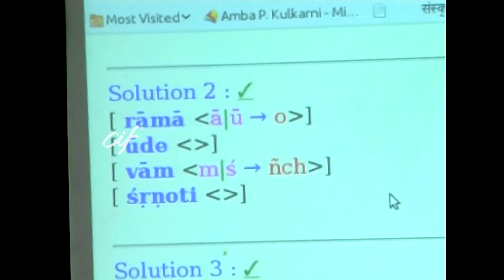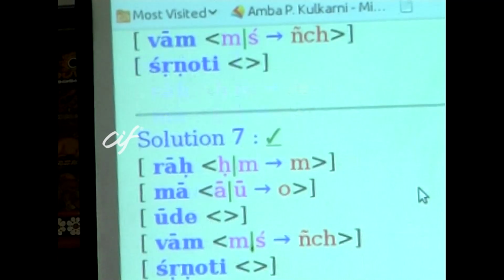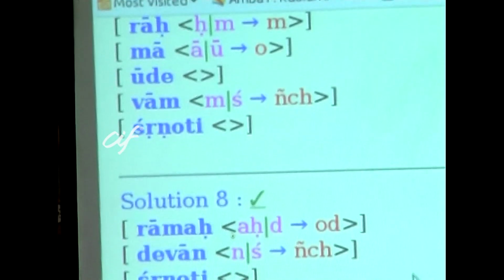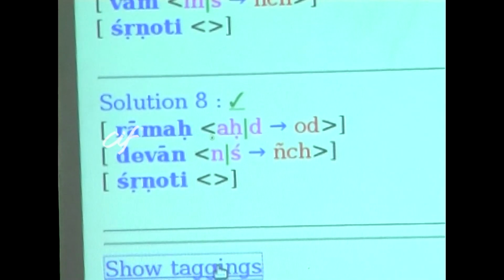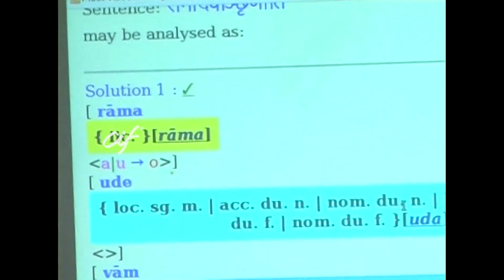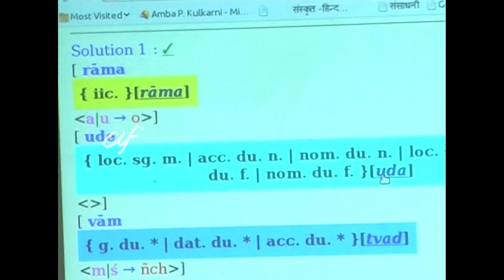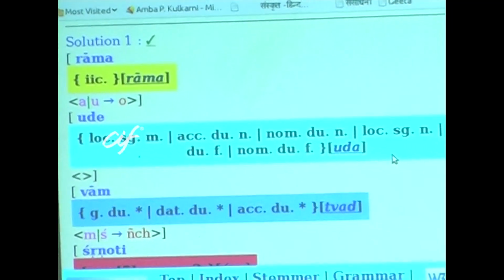But here, in order to understand, we have to go in this. Look at how many solutions? 8 solutions. In order to understand what are the crazy solutions, we have to look at the taggings to see what the words are. Okay. So, Ude comes from Uda, and here you have all these possible tags for constructing Ude from Uda.